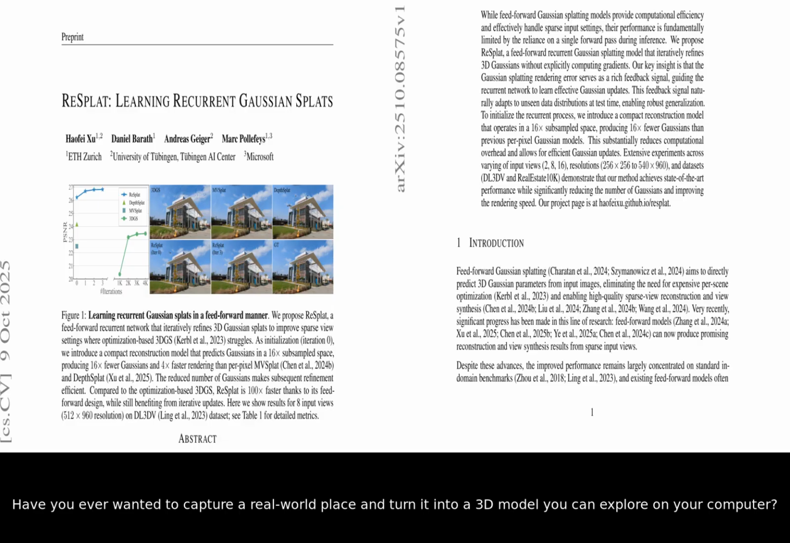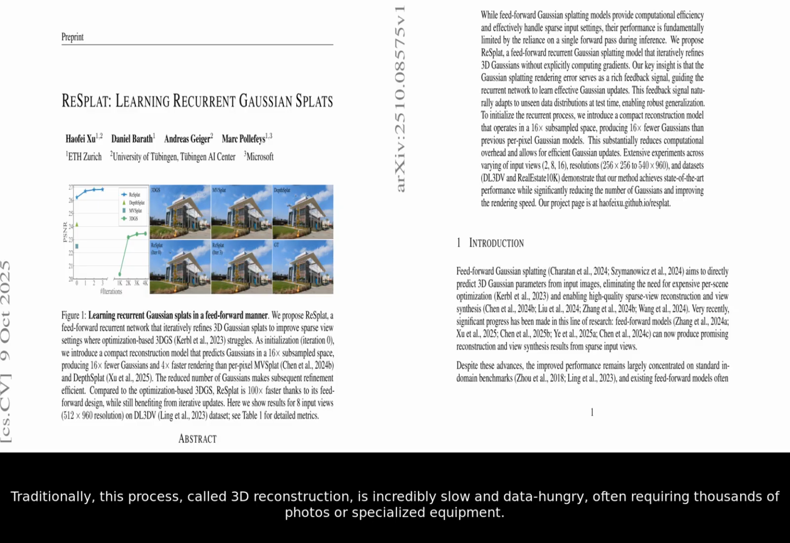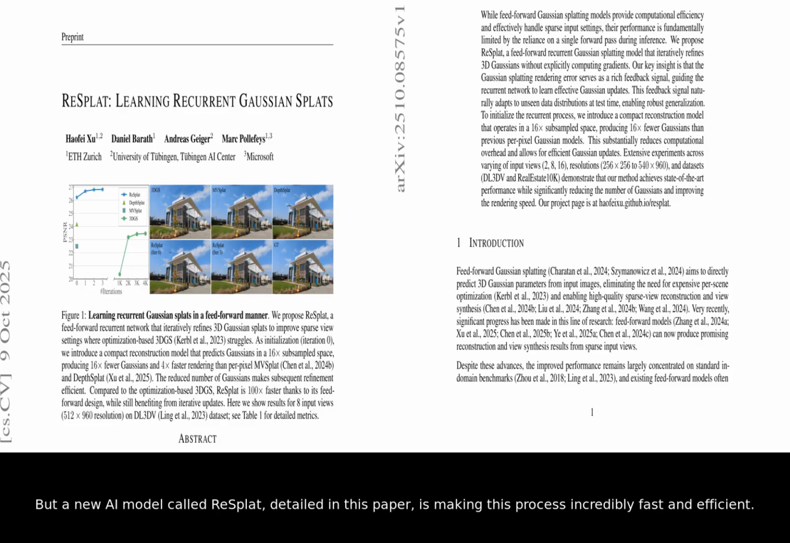Have you ever wanted to capture a real-world place and turn it into a 3D model you can explore on your computer? Traditionally, this process, called 3D reconstruction, is incredibly slow and data-hungry, often requiring thousands of photos or specialized equipment. But a new AI model called ReSplat, detailed in this paper, is making this process incredibly fast and efficient.